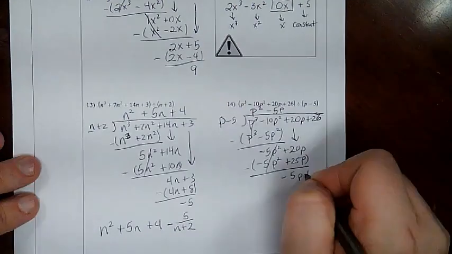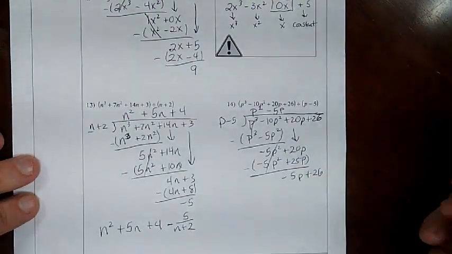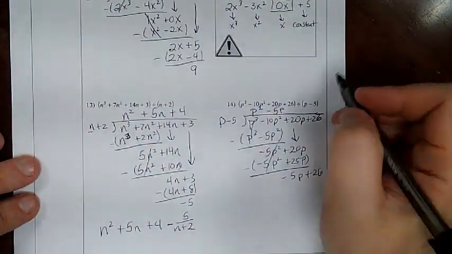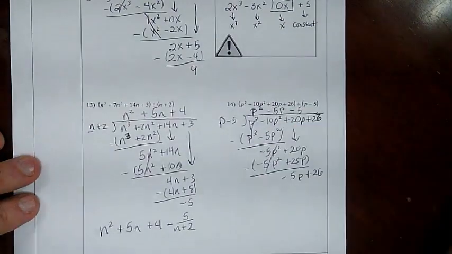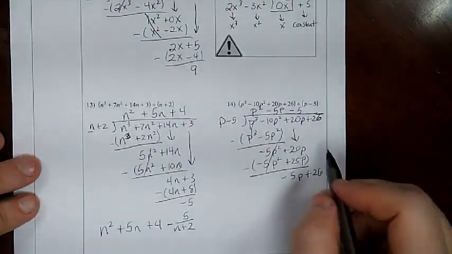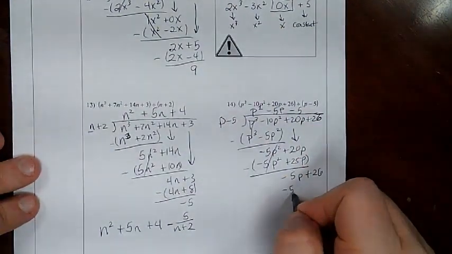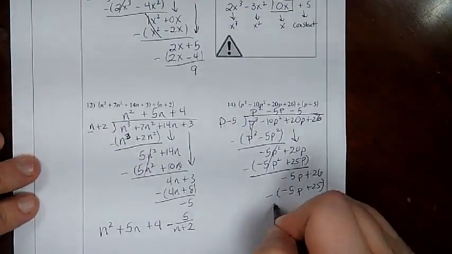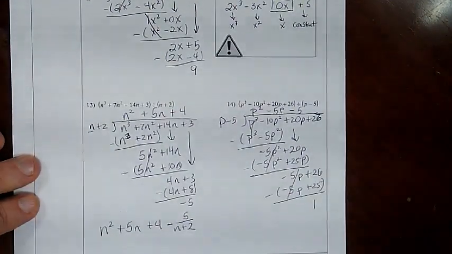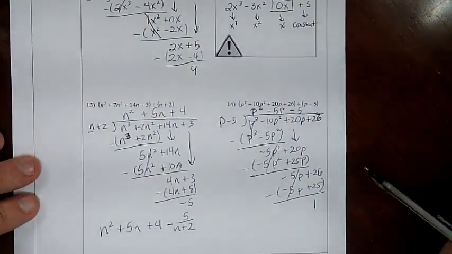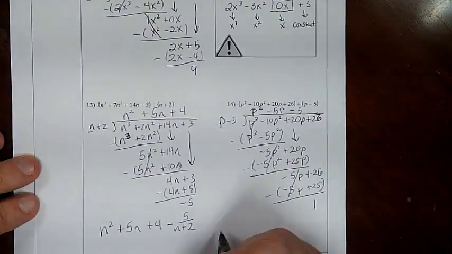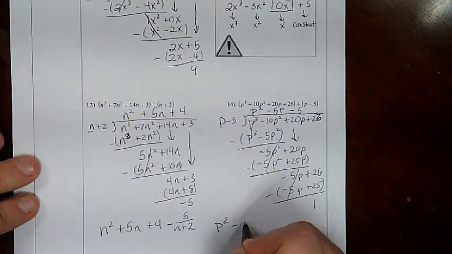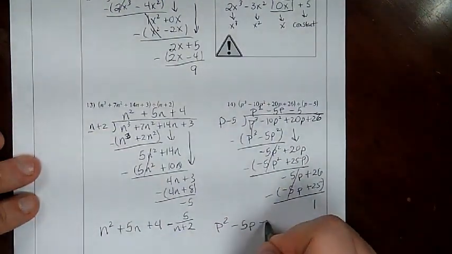What times p gives me negative 5p? Negative 5. Negative 5 times p minus 5 is negative 5p plus 25. Do my subtraction, and I get a remainder of 1. So that means I have p squared minus 5p minus 5 plus 1 over p minus 5.